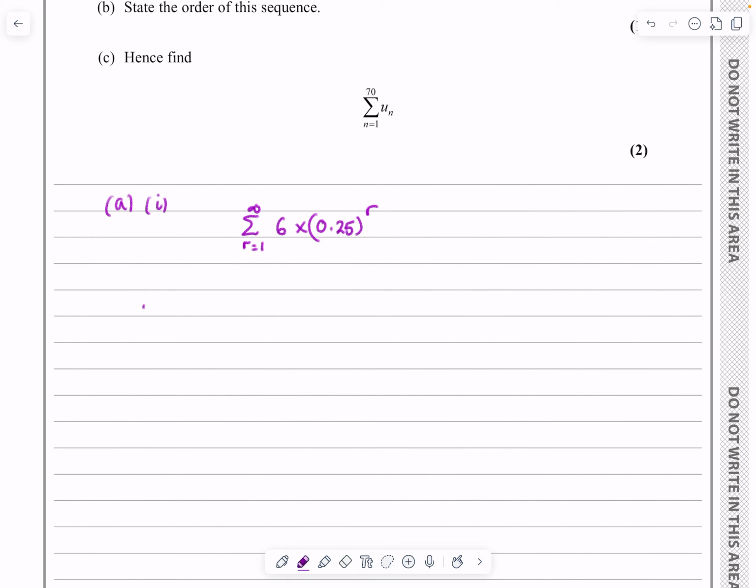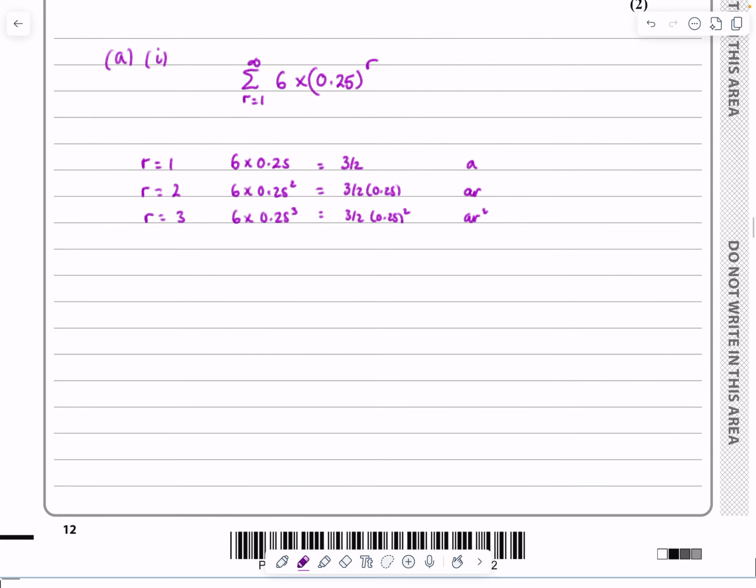So if r was equal to 1, I'd have 6 times 0.25. If r was equal to 2, I'd have 6 times 0.25 squared, and so on. I'm sort of doing way more than I need to do for this bit here. So if we get those values, that's going to work out to be 3 over 2, and this is going to work out to be 3 over 2 times 0.25, and then 3 over 2 times 0.25 squared. So I can see that this is a geometric sequence, a, ar, ar squared, and if we are adding those together, we are trying to find the sum to infinity.